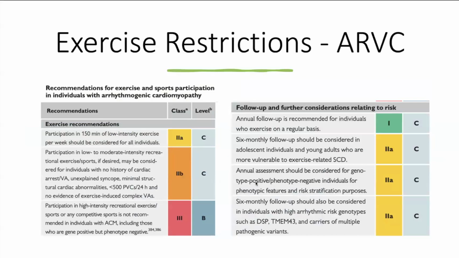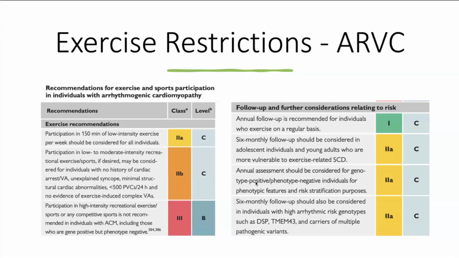And for ARVC, again, we know that the recommendations, this is from the ESC guidelines, is a class 2A recommendation that they can participate in 150 minutes of low intensity exercise. So it's still okay for them to do a little bit, things like walking, but any moderate to high intensity is not recommended. But again, we can see that all of this evidence is relatively low quality, 2B, class 3 indications. So there's really not enough data here to say, but of course, if there's a suggestion that it may cause increased mortality, we want to do our best to try and prevent it.